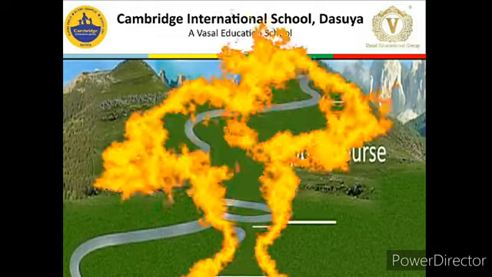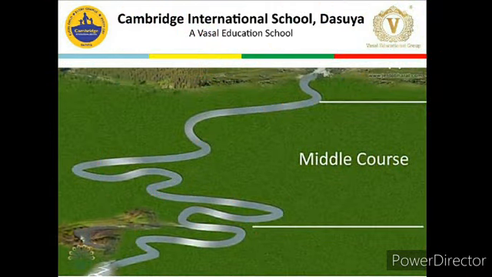Next, we have the middle course. As a river leaves the hilly area and enters into a plain, its middle course starts. The slope of the riverbed is less on a plain, hence the speed is also less as compared to the upper course. The river is fed by many tributaries and its volume of water is increased accordingly. As water flow is slow, therefore erosional or transportational activities cannot be undertaken here.